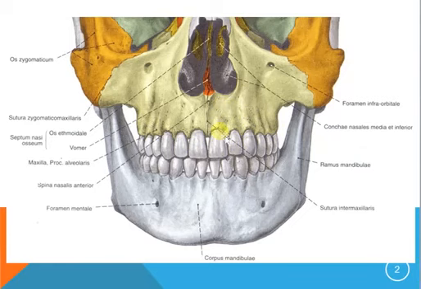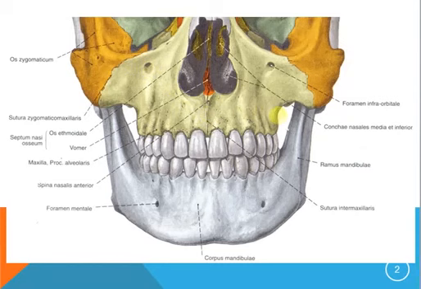Maxilla. Actually, there are two maxillae, the right and the left, joined right here in the sutura intermaxillaris. The maxilla is part of the viscerocranium. The viscerocranium is the skeletal face. There are 14 bones that make up the viscerocranium, and the maxillae are two of them.